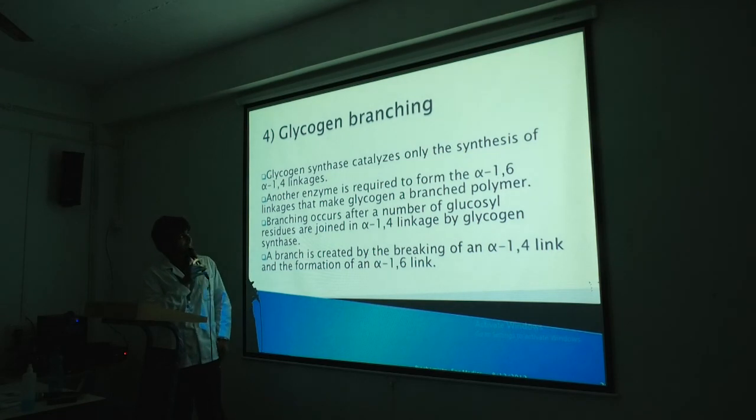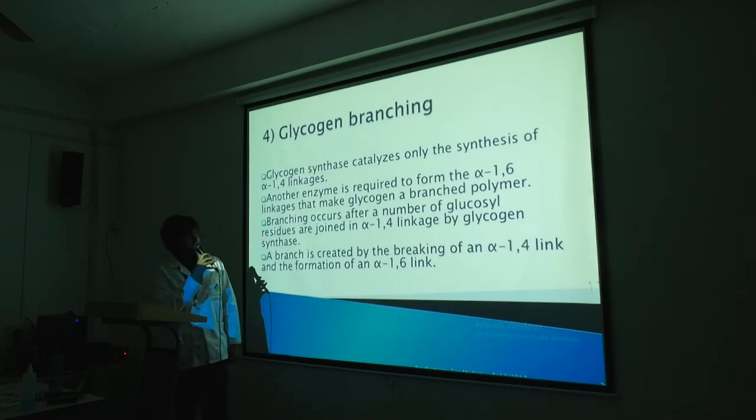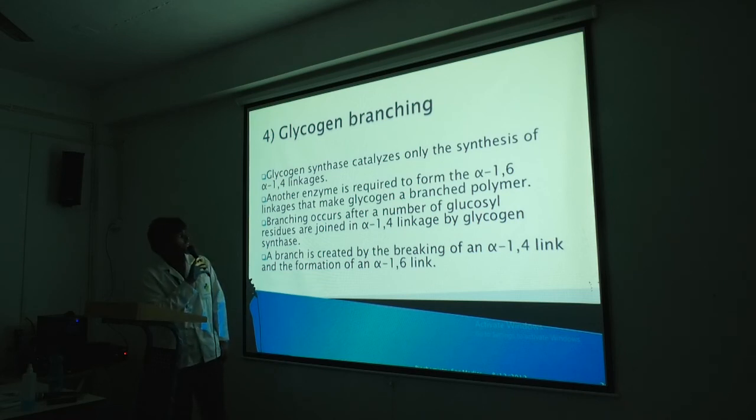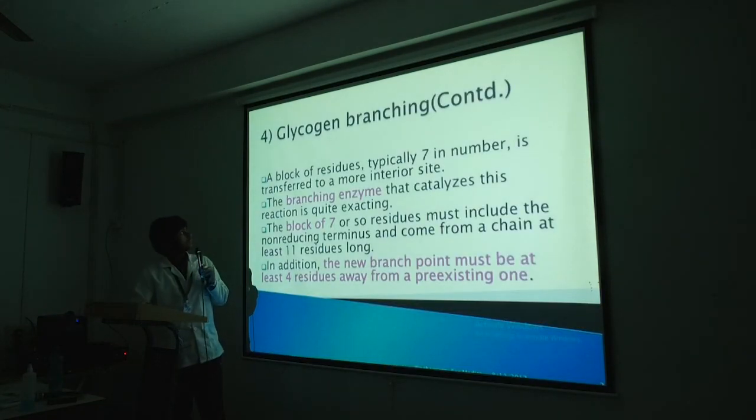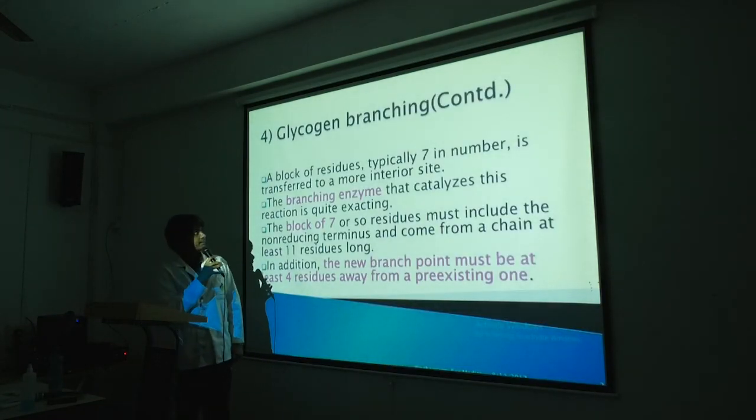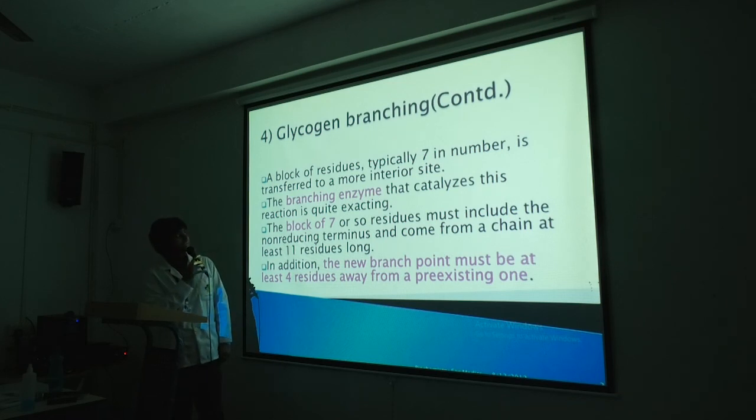Next step and the last step is glycogen branching. Here glycogen synthase catalyzes only the synthesis of alpha 1,4 linkages, but to catalyze the synthesis of alpha 1,6 linkage, we need another enzyme. This is called a branching enzyme. The branching occurs after a number of glucosyl residues are joined in alpha 1,4 linkage by glycogen synthase. A branch is created by the breaking of an alpha 1,4 link and the formation of an alpha 1,6 linkage. A block of residues, typically 7 in number, is transferred to a more interior site.